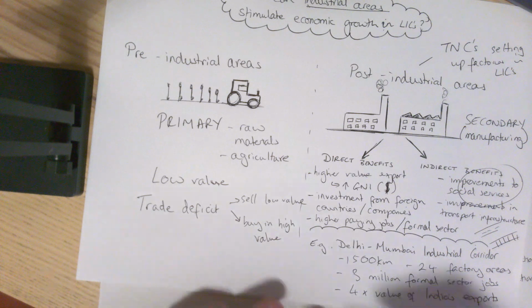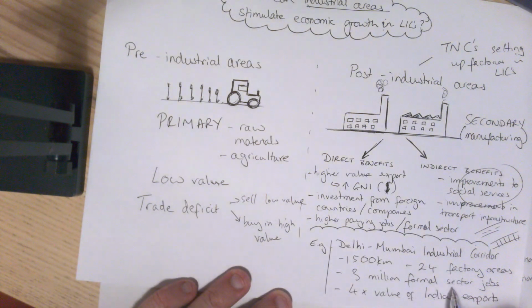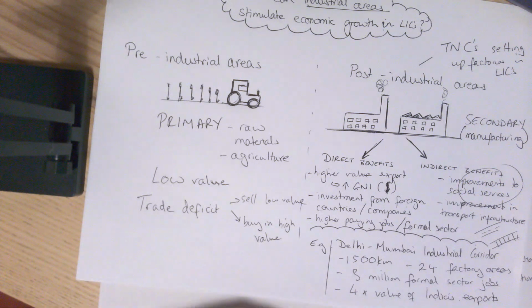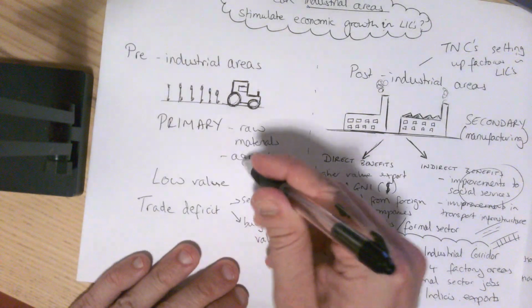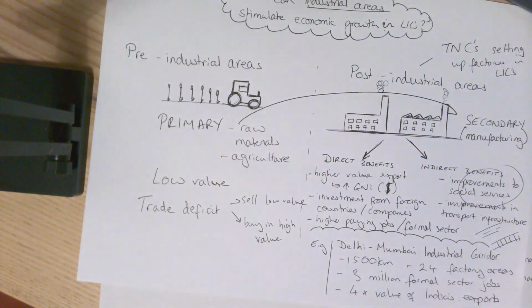So a really good example of how an industrial area can stimulate economic and social development, because this increase in formal sector jobs and this increase in income from selling these products is going to allow for an improvement of things such as education and health services, improvements in things such as sewage systems and clean water provision. So this movement from a predominantly primary industry to a secondary industry is going to be significant in helping the country develop.